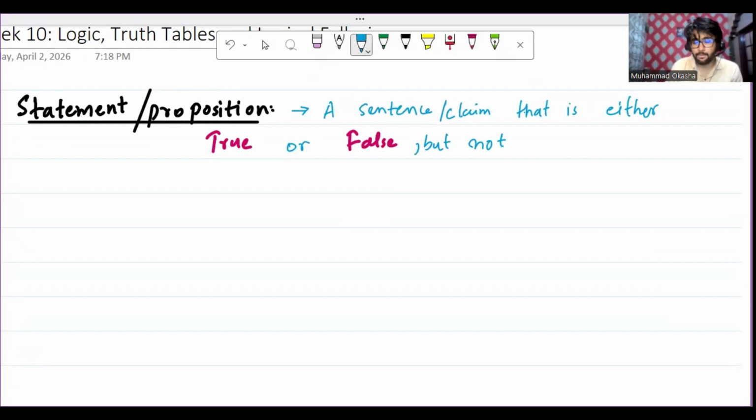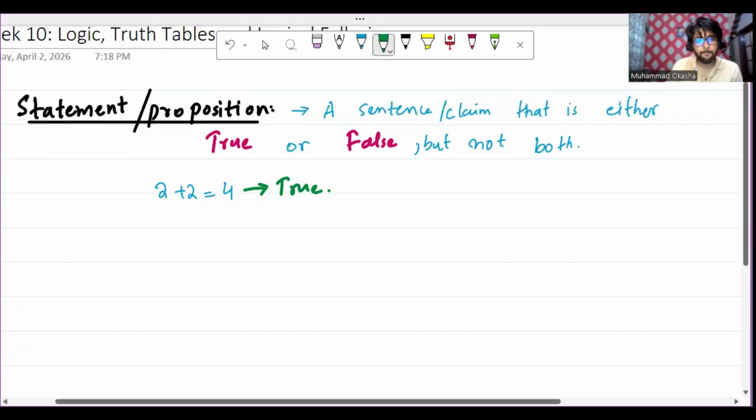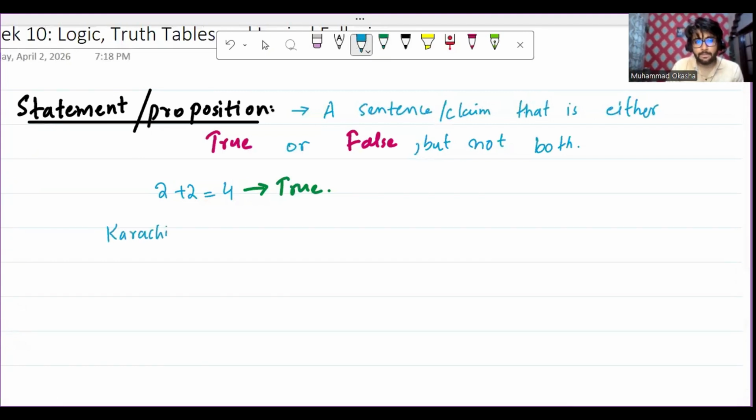Okay, I'll give you a few examples and counter examples as well. For example, 2 plus 2 equals 4. We know this is a statement that is true, right? If I were to tell you that Karachi is the capital of Pakistan, we know this statement is not true, right? So we'll say it is simply false.